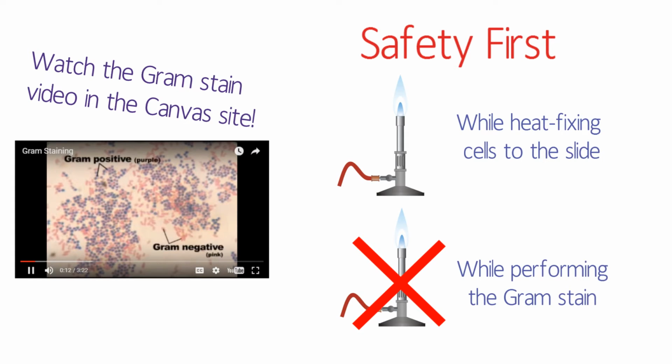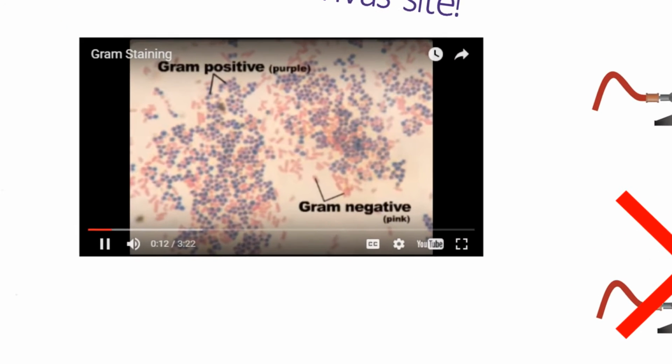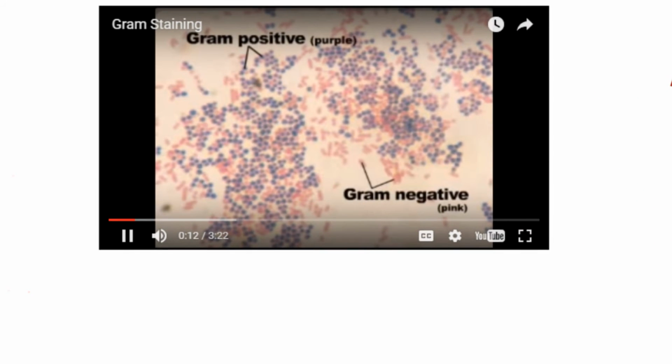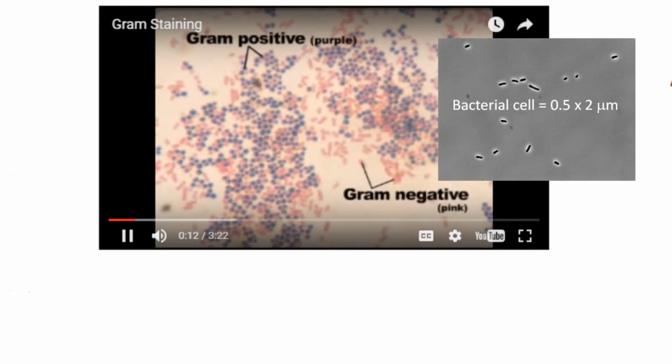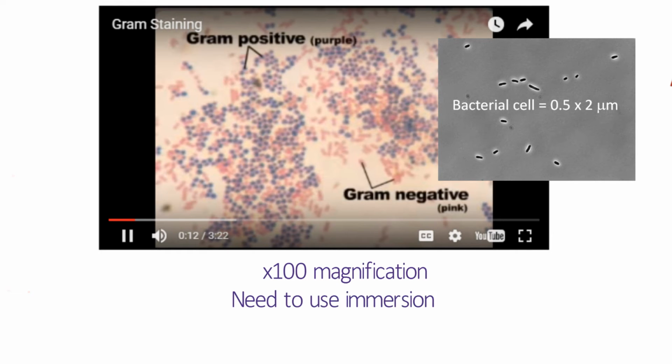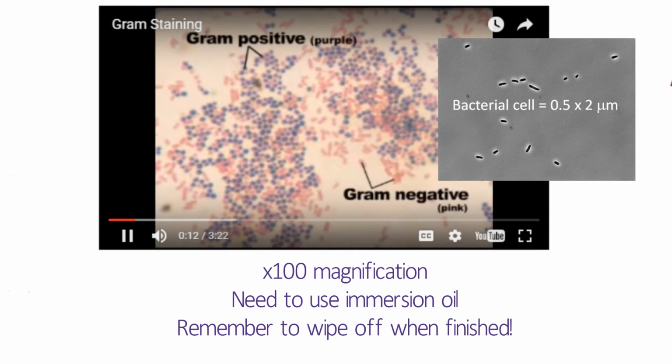When you've stained your cells, you can use the compound microscope to see whether they've taken up the stain or not, i.e. tell whether they're Gram-positive or Gram-negative, and also to observe the shapes of the cells. As bacterial cells are only 1 or 2 micrometers across, we'll need to use the x100 magnification and also use immersion oil to increase the resolving power of the microscope. Remember to wipe the oil off the microscope objective lenses when you're done so you don't damage them.